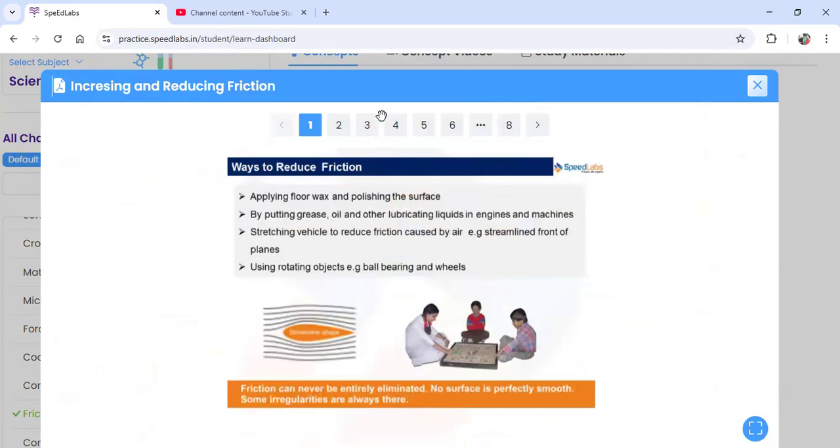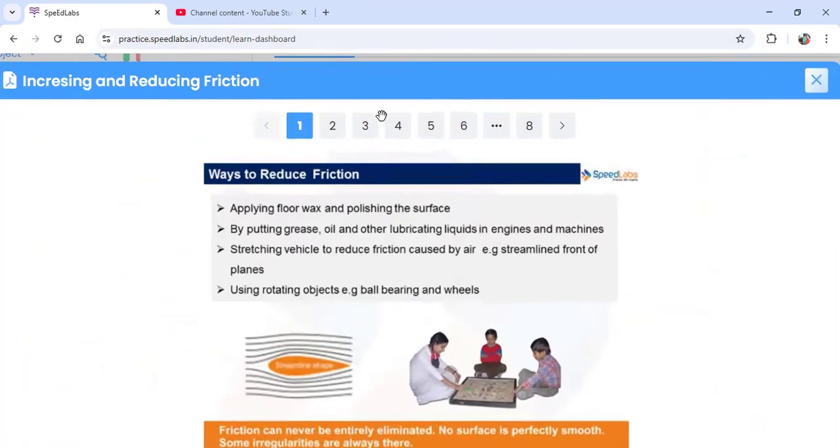This question may be asked for 2 to 3 marks. Ways to reduce friction. Okay, so first one you can write: applying floor wax and polishing the surfaces. Next, by putting grease, oil, and other lubricating liquids in engines and machines. Next, streamlining vehicles to reduce friction caused by air. Example, the streamlined front of the planes. Next, by using rotating objects, example, ball bearings and wheels. So these are the methods by which we can reduce the friction.